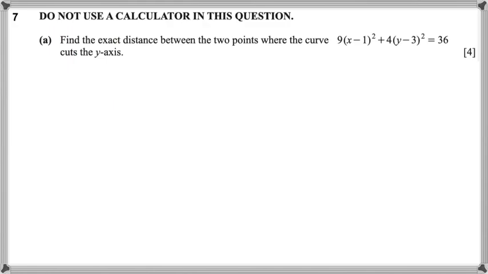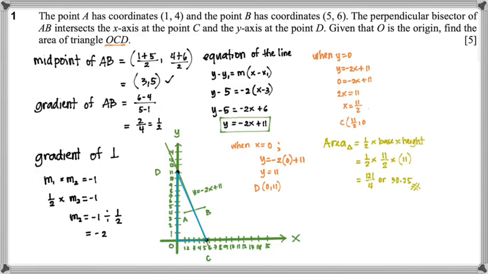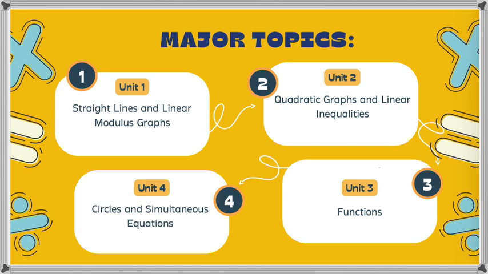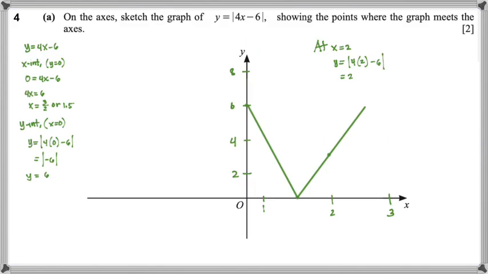For question 7, find the exact distance between the 2 points where the curve 9 multiplied by the quantity x minus 1 squared plus 4 times the quantity y minus 3 squared equals 36 cuts the y-axis. So this topic falls on the 4th unit: circles and simultaneous equations.